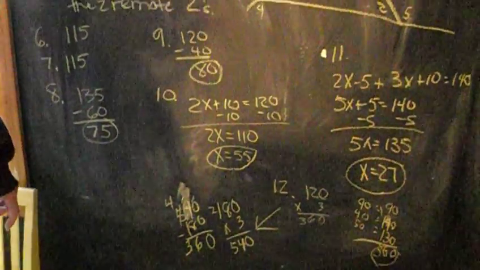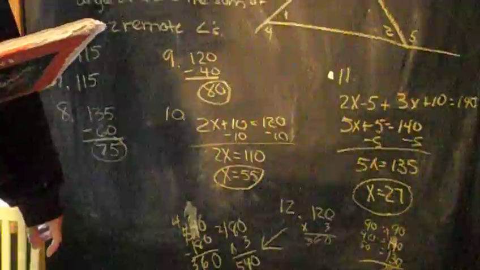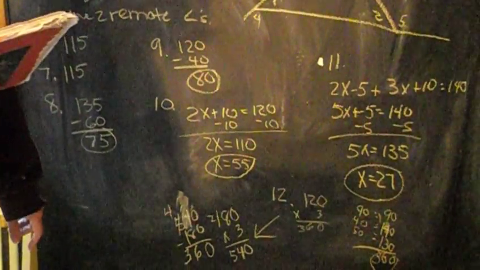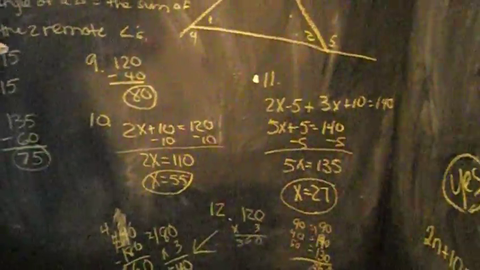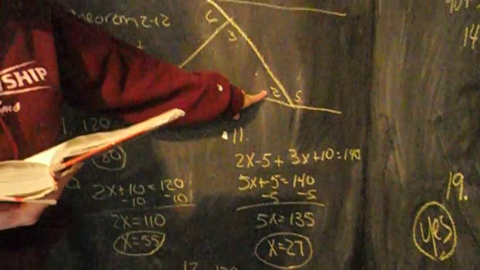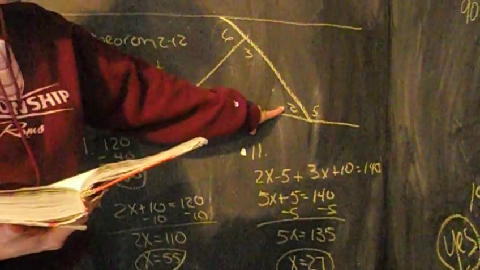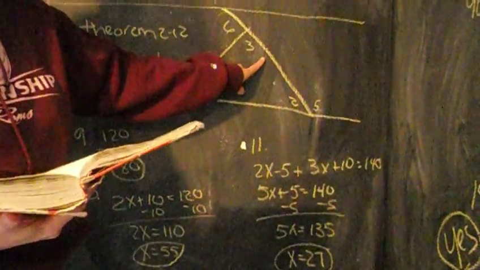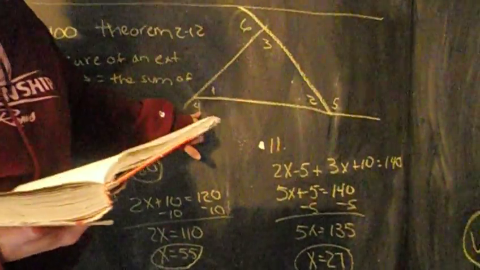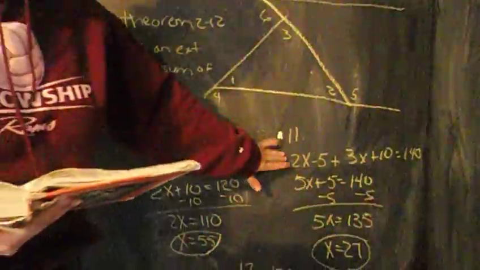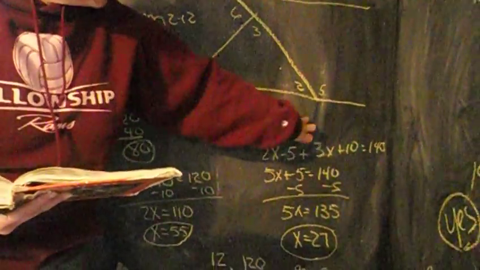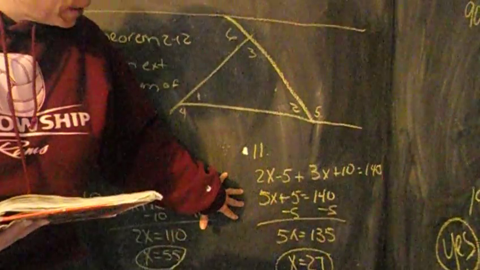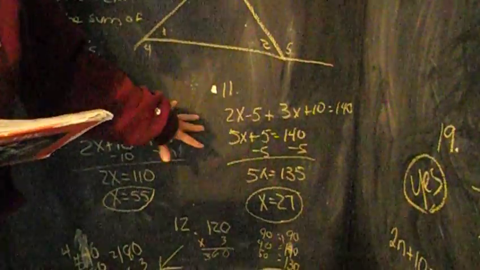Okay? Number 11 gives you the measure of angle 2, the measure of angle 3, and the measure of angle 4, and we have to solve for x. So if angle 2 equals 2x minus 5, angle 3 equals 3x plus 10, and angle 4 equals 140, we're going to say this angle plus this angle equals 140. You put all that together. This is an algebraic problem now, so we're back to algebra.